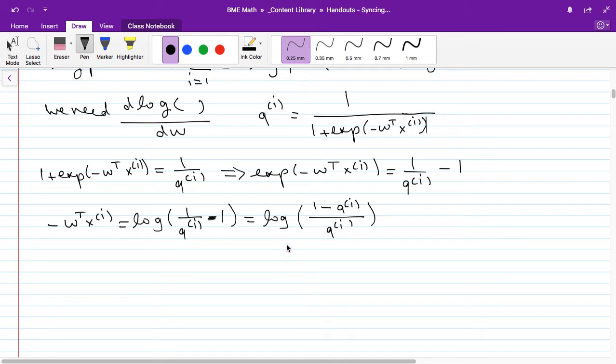Okay, so to find the derivative of this log with respect to w, I'm going to use the chain rule. I'm going to try to simplify things a little bit. I'm going to find first the derivative of the log with respect to q, then the derivative of q with respect to the w that you're interested in. So to show you that, let's keep working on this function here. So w transpose xi is minus the log of (1 minus q_i) divided by q_i.